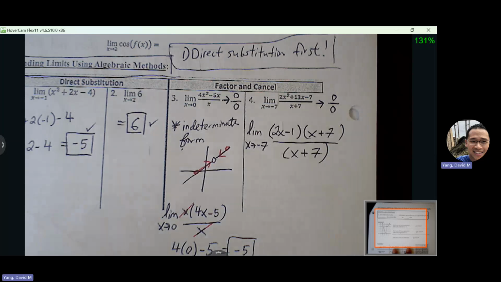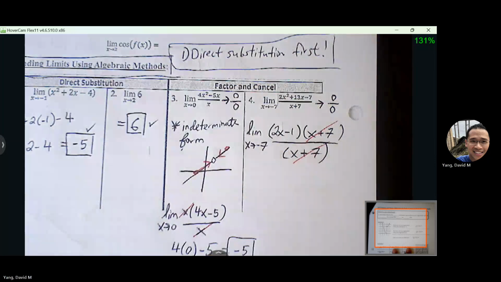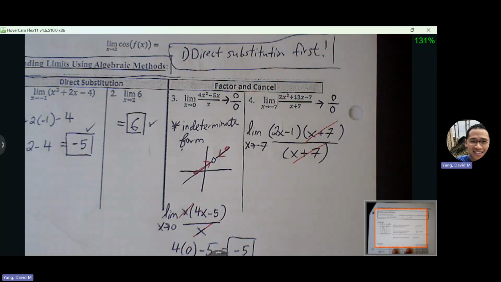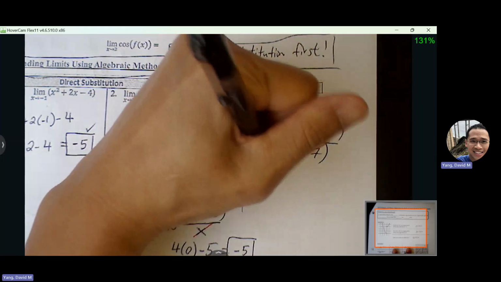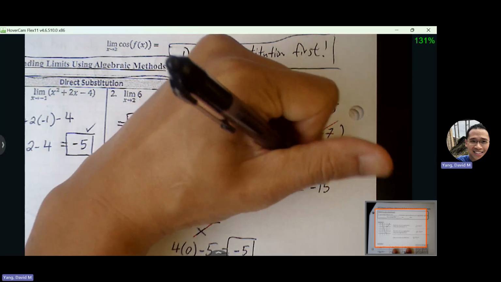Okay, so it's very clear. The cause of that 0 over 0 is coming from this x plus 7. So we remove the hole, and then we reevaluate. We do a direct substitution again, but now the direct substitution is just for the reduced expression. Okay, so -7 in for x, we get -14 minus 1, which is -15, and that's our limit.